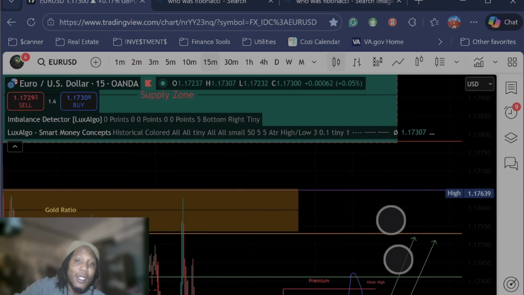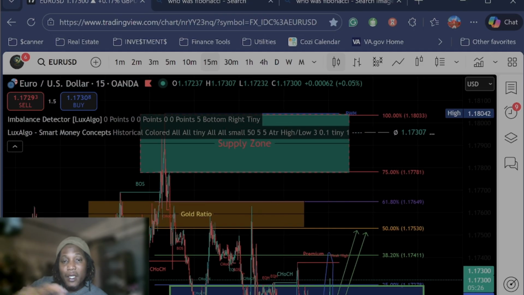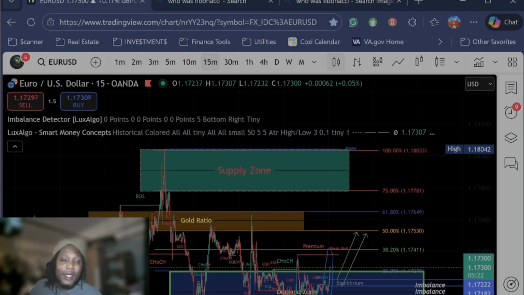This is how I do it. I don't know how anybody else does it. This is how I do it. And like I said, identify the key areas that you trade in. I trade in my demand and my supply. That's it.